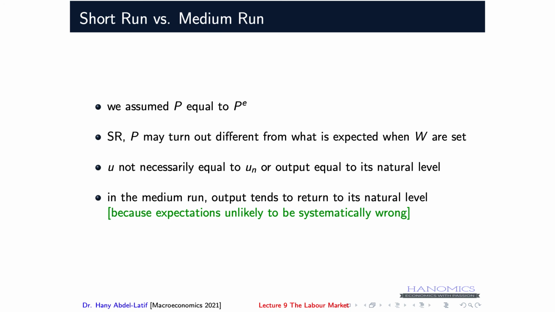But in the medium run, output tends to return to the natural level. The reason is that expectations are unlikely to be wrong all the time. Let's say the workers will correct their expectations in terms of the prices, and they will get it right eventually.